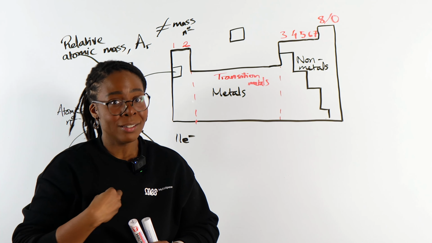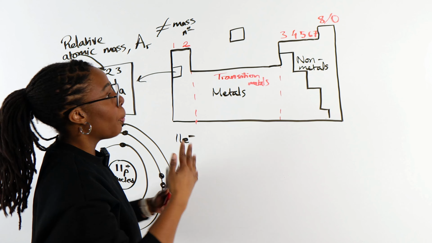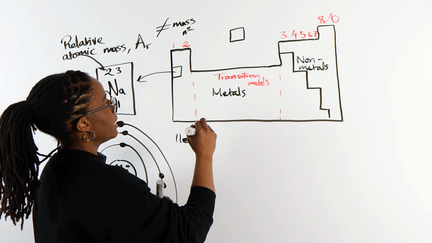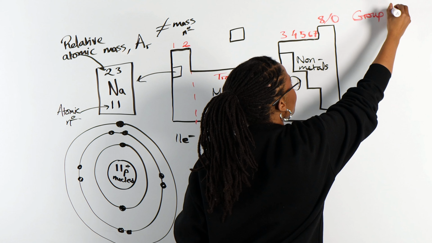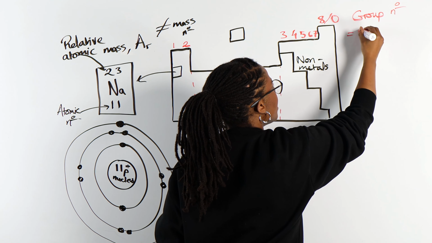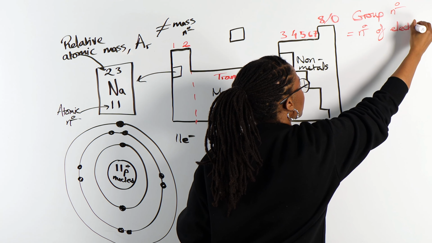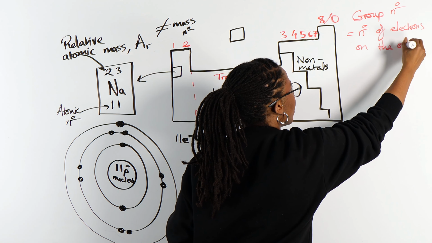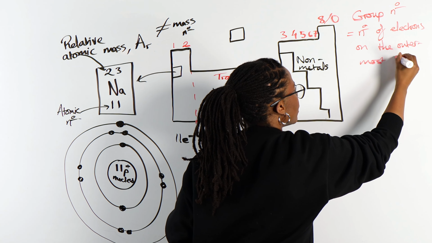Maybe, in my opinion, the most important thing when it comes to bonding and reactions is that the group number tells us the number of electrons on the outermost shell.